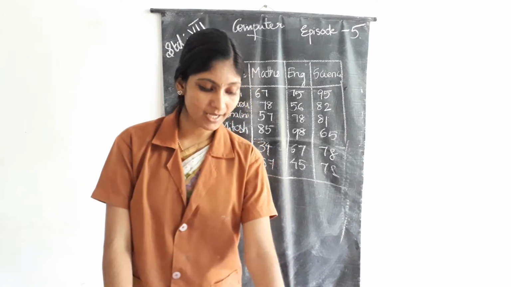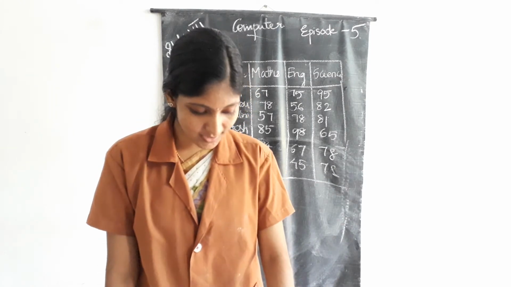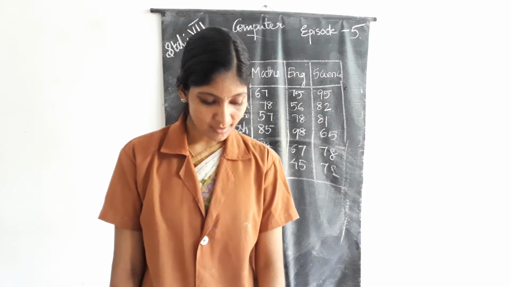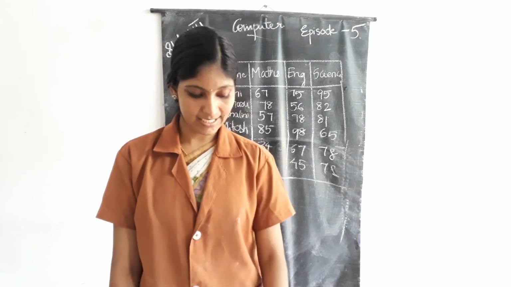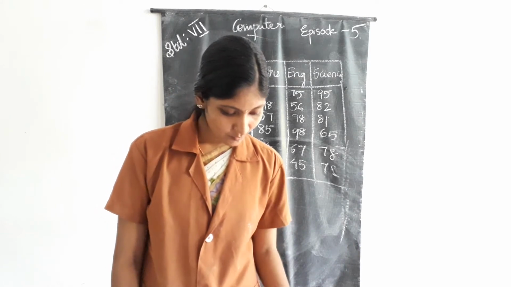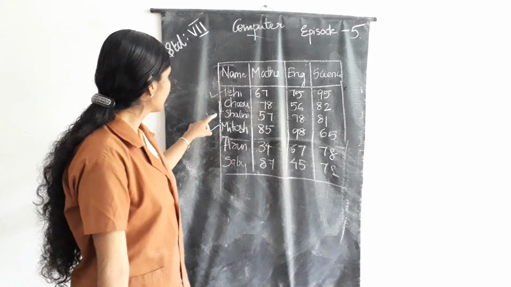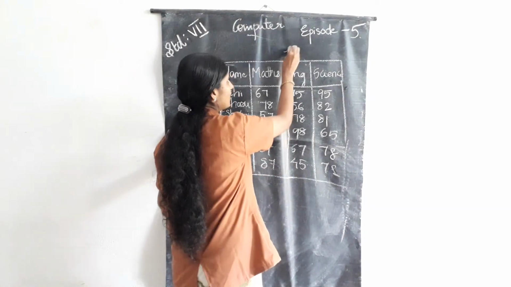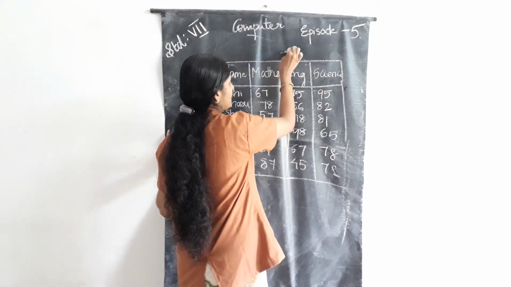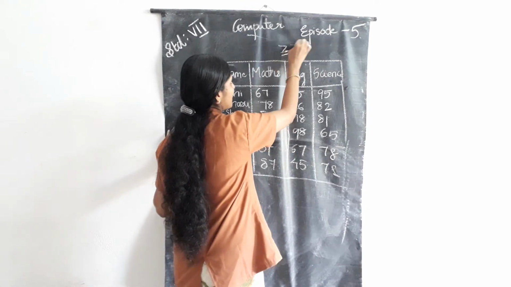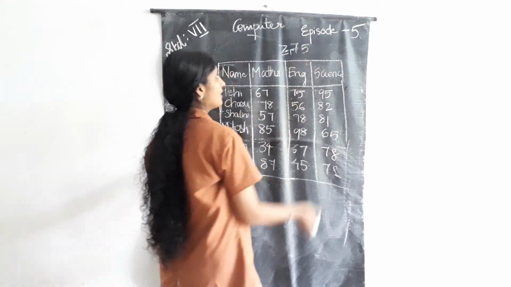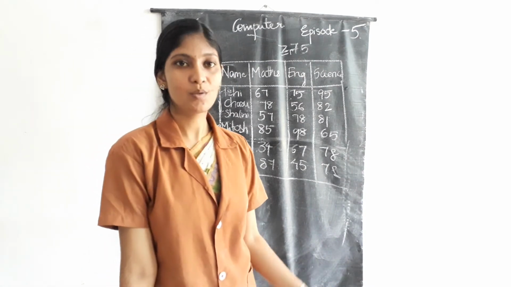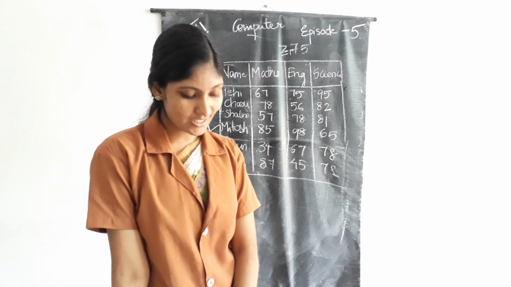The question is to find out the list of students who have scored 75 or more marks in English subjects. So which are the students? Ishi, Shalini and Nidesh. We can also include 75, that means greater than or equal to 75, so 75 or more than 75. Okay, then how to find the students who have got more than 75 in English marks?